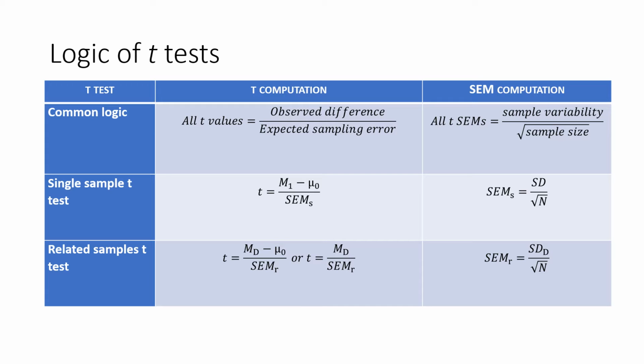Now, the way you compute sampling error is a little different for every t-test, but the logic, again, is the same. You're just comparing the amount of variability you have to the amount of variability you expect due to sampling error. And if you get a t-value that is substantially different from 0, then you will get a small p-value, which will be strong evidence against the null hypothesis.